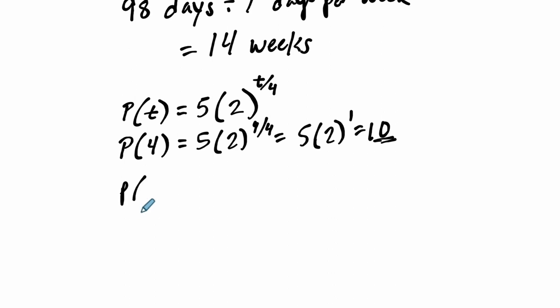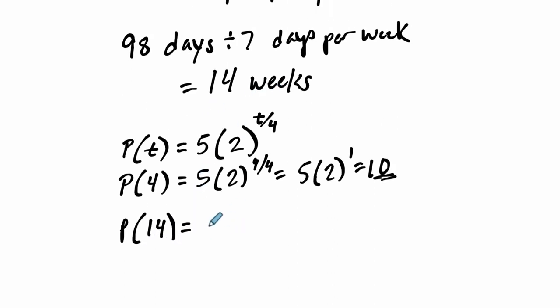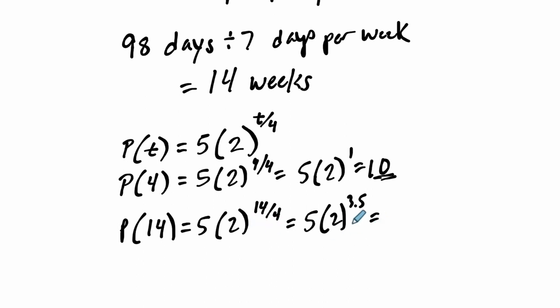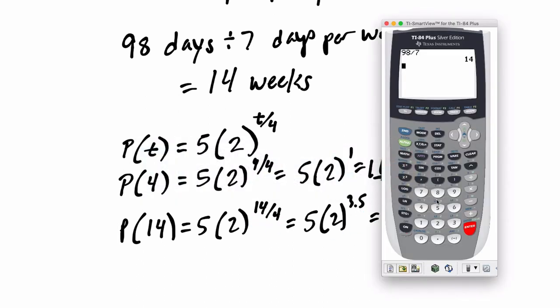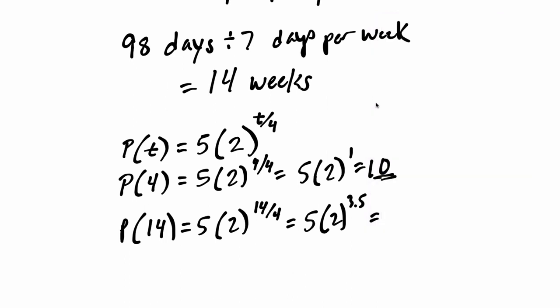So then after 14 weeks, right, that's what we're dealing with in 98 days, it's 5 times 2 to the 14 divided by 4, which is the same as 5 times 2 to the 3.5 power. Right, 14 divided by 4 is 3.5. And then we can evaluate that. 5 times 2 to the 3.5, about 56.6, we'll say. I'm just going to round to the nearest tenth. 56.6 rabbits, which matches our answer here.